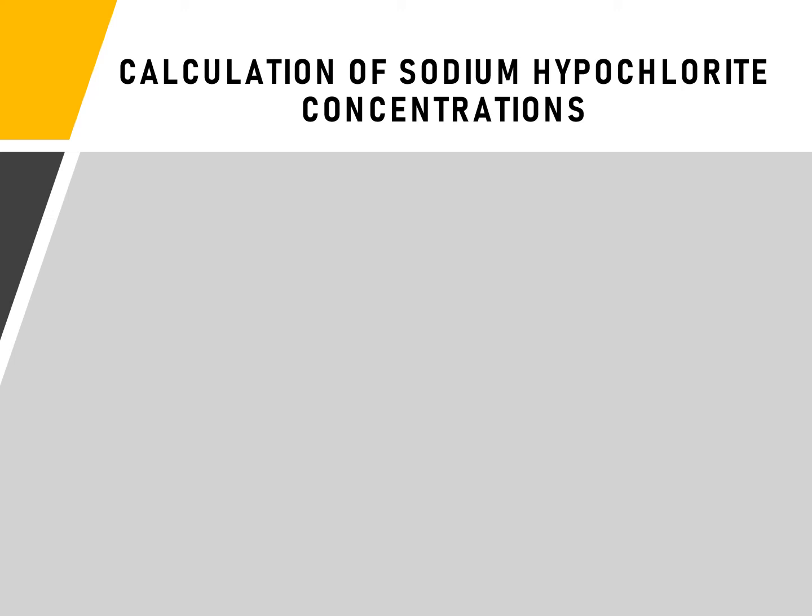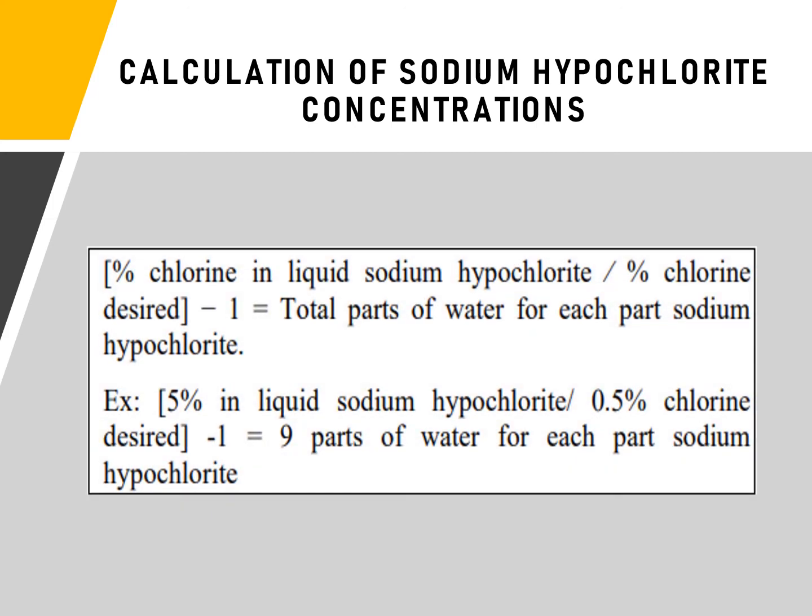You can actually prepare household bleach at home by looking at this calculation of your sodium hypochlorite concentration. You can make use of this as your guide on how to make your household bleach. You have the percent of chlorine, or the concentration of chlorine in the liquid sodium hypochlorite, divided by the desired concentration of chlorine that you want to prepare, minus 1. The answer will give you the total parts of water needed to dissolve each part of your sodium hypochlorite.